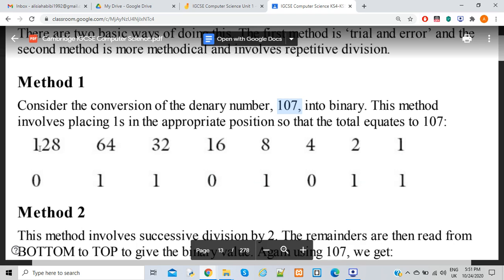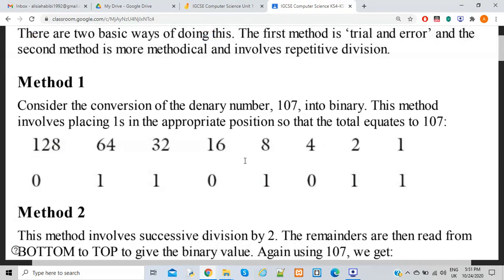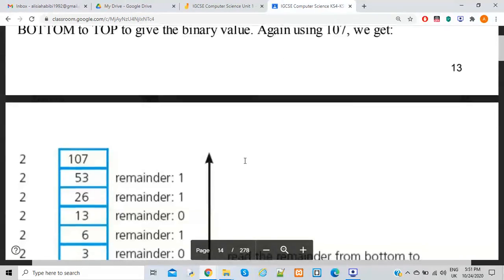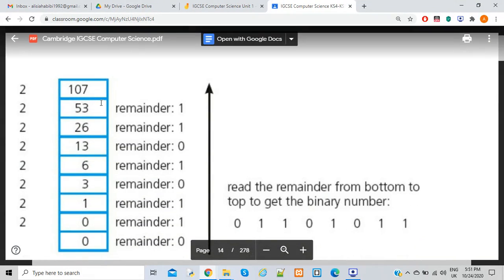The second method is you look at the powers of 2 going from 2 to the power of 0 to 2 to the power of 7, and you see which powers of 2 can actually add up to give you that denary number. So we're going to look at the second method. The first method has been given to you here to explain.